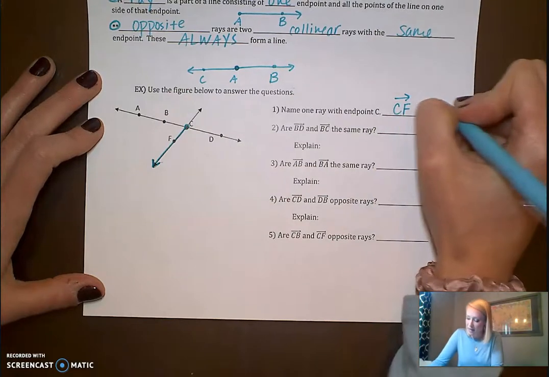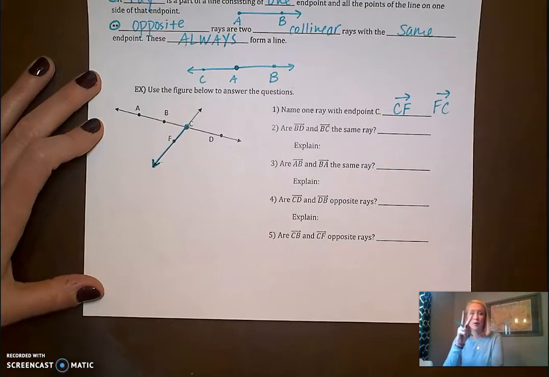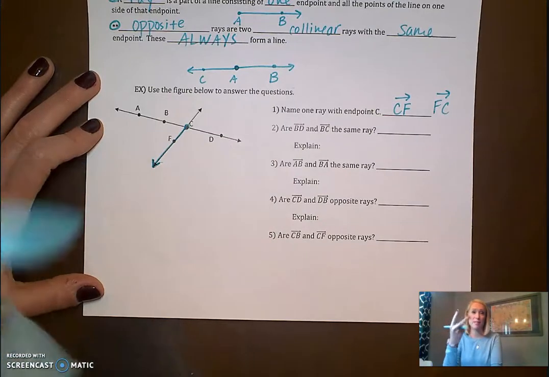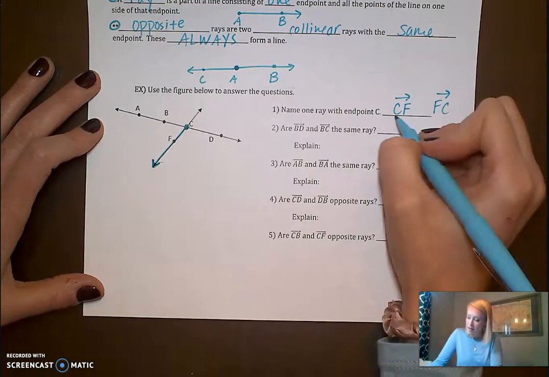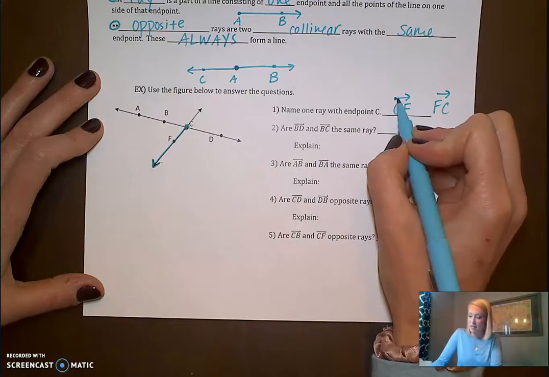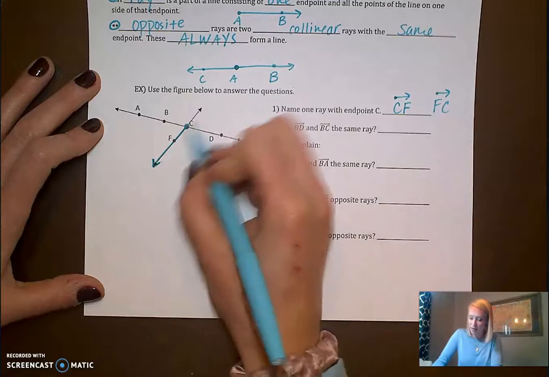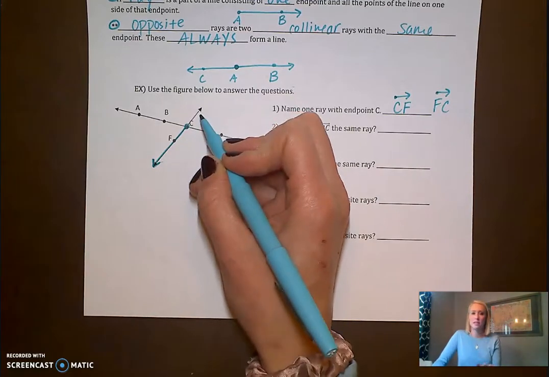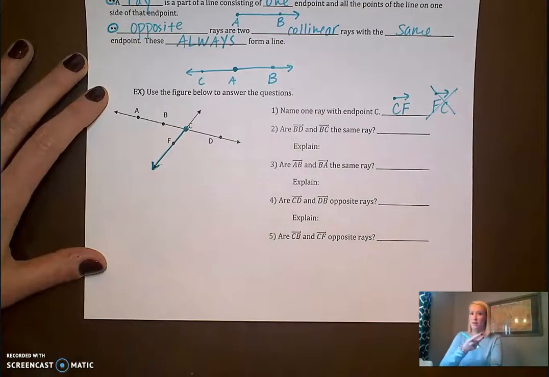Note that you cannot flip this around. Rays are the only thing here where you can't flip-flop the letters and it means the same thing. My answer, the endpoint is above C. So you're telling me it starts at C and it goes in the direction of F. Starting at F and going in the direction of C, that's a totally different ray. Okay, so do not flip-flop the letters if it's a ray.